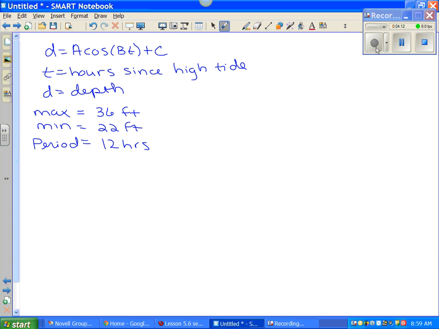So if I want to come up with the equation here, A cosine B times T plus C, I need A, B, and C, right? What does A represent? Amplitude, great. B, frequency, and C, midline, great. All right, can I find all that with the information I have? Sure. All right, so let's start with amplitude. How do I find amplitude?